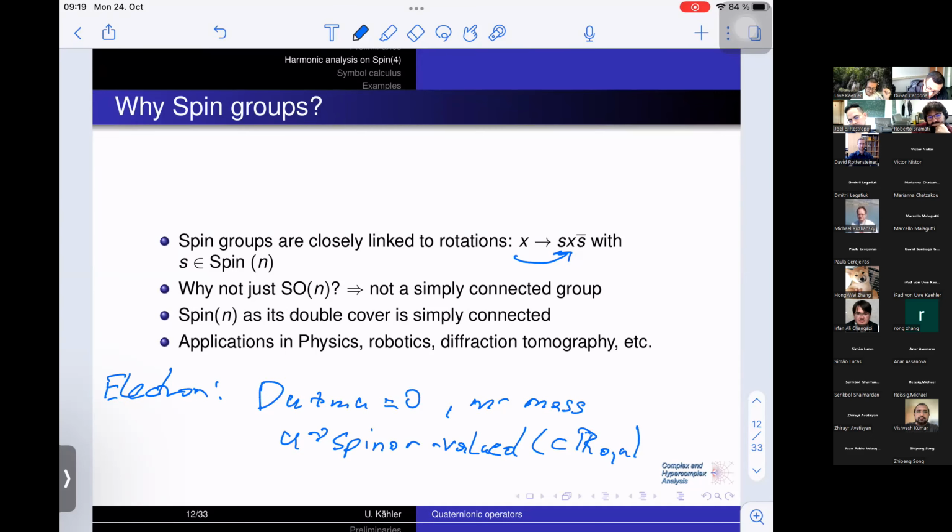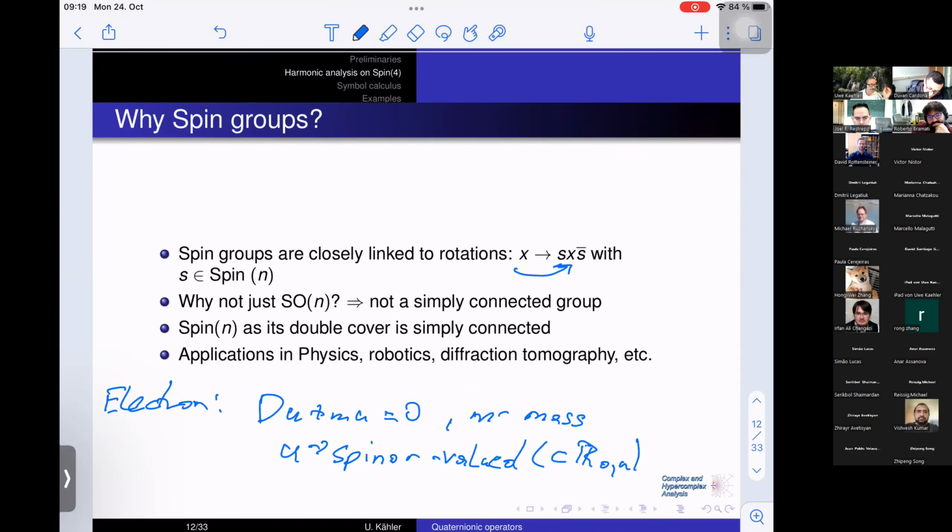Another example, which is quite used, is in diffraction tomography. Diffraction tomography is basically when you have, let's say, a specimen, and then I want to measure what is inside. So you take basically a sphere around, then you send X-rays in. And these X-rays are basically going in and they are diffracted.